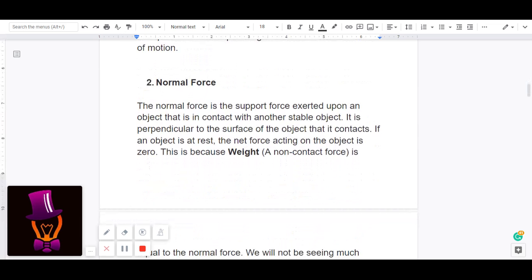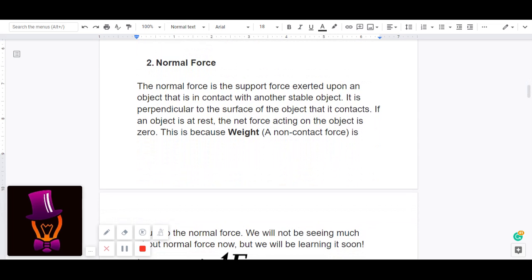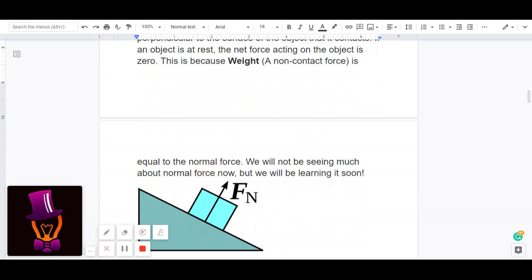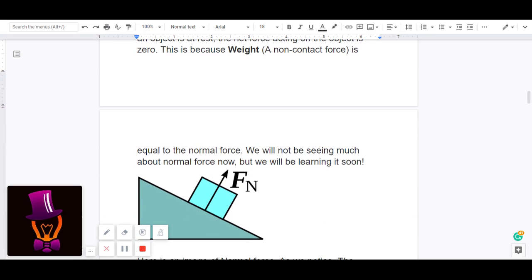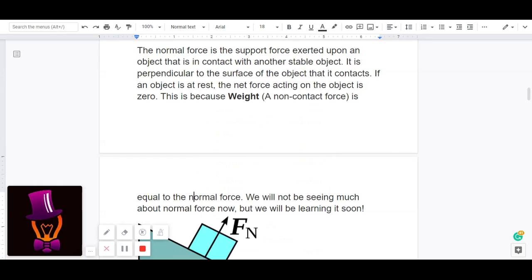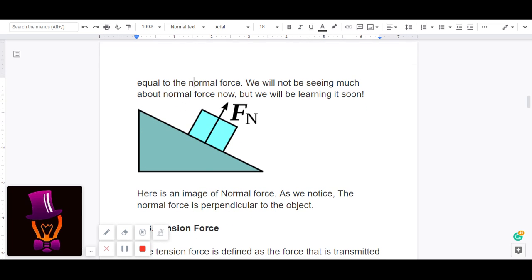Normal force. This is the second force we are going to see. Normal force is a support force exerted upon an object that is in contact with another stable object. It is perpendicular to the surface of the object that it contacts. If an object is at rest, the net force acting on the object is zero. This is because weight, a non-contact force, is equal to the normal force. We will not be seeing much about normal force now, but we'll be learning it soon. Here's an image of normal force. As we can see here, it is perpendicular to the surface, and the object is not moving, so the net force is zero.